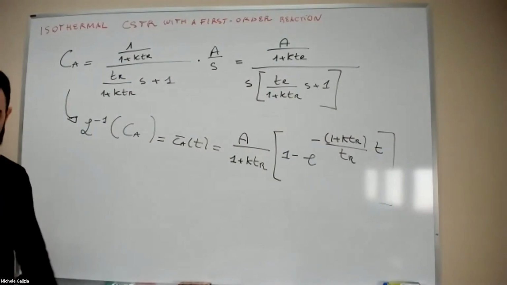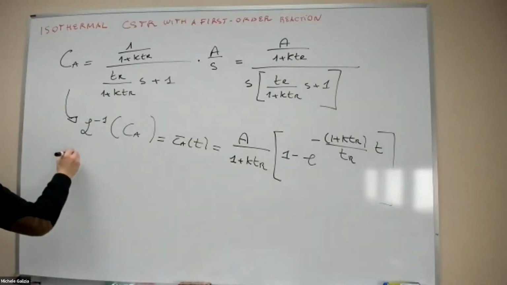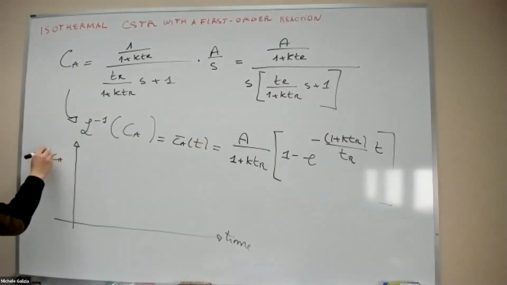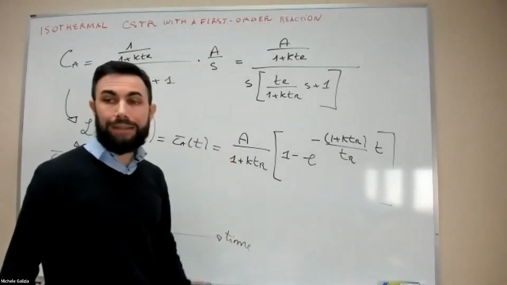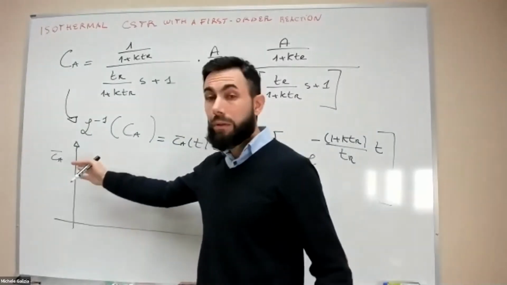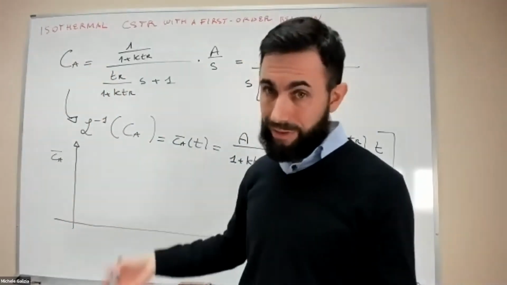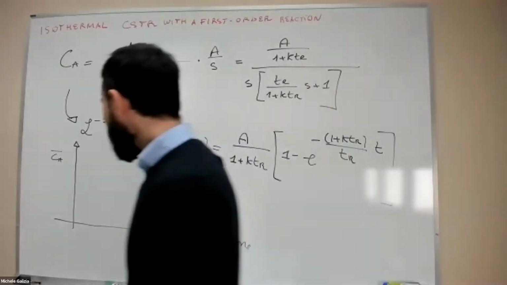Is an expression like this. Okay, let me understand a little bit better. So there is a step change of amplitude A in the inlet reactant concentration. How does the outlet concentration, which is also the concentration in the reactor because it's perfectly mixed, respond?